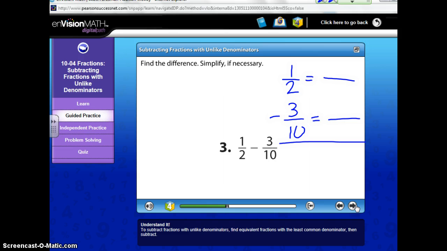Caden, what should we try first before anything else? Try the bigger of the two. Okay. So as long as this stays the same, our top will stay the same. Brendan, can you help me? How did we get from 2 to 10? Do the same thing to the top. All right. Now you can do this subtraction problem.